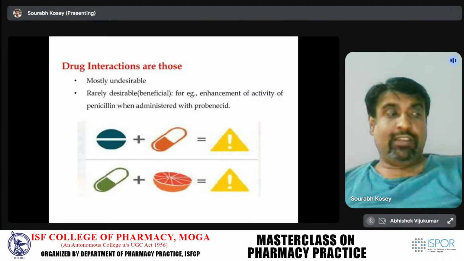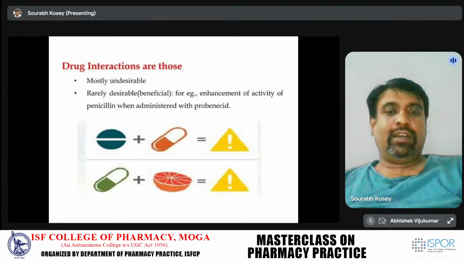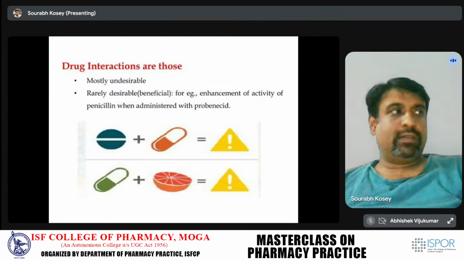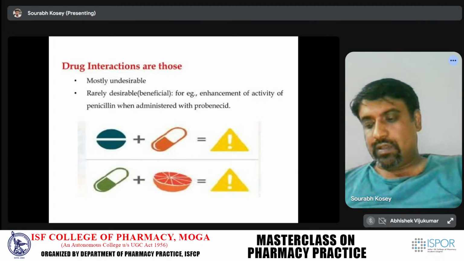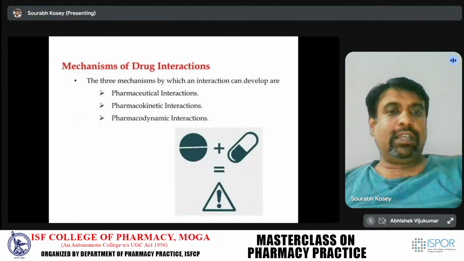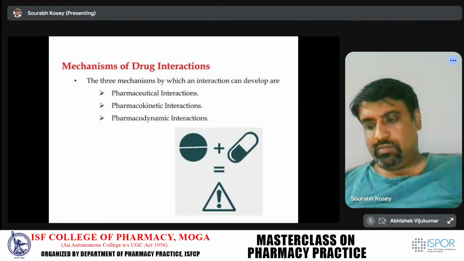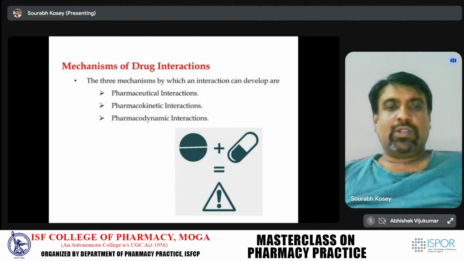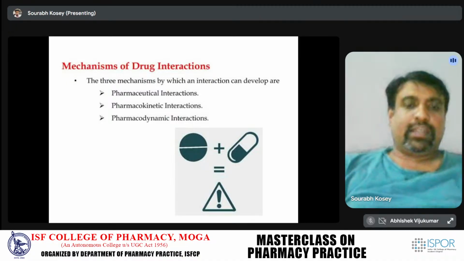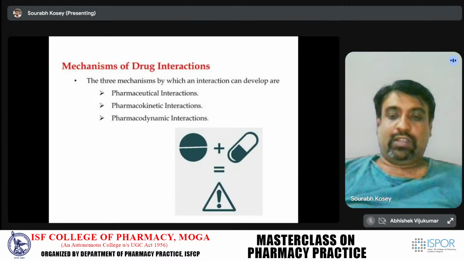If I talk about the beneficial ones, there is, for example, enhancement of the activity of penicillin when administered with probenecid. In this case, the activity is enhanced. Sometimes additive effects are also calculated. If I talk about the mechanisms of drug interactions, there are pharmaceutical interactions, pharmacokinetic interactions, and pharmacodynamic interactions.